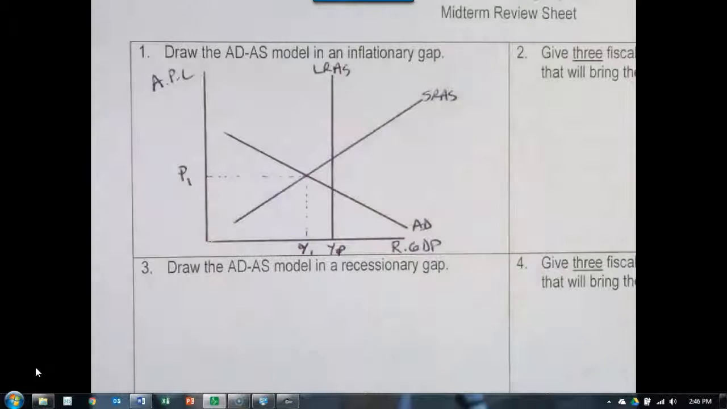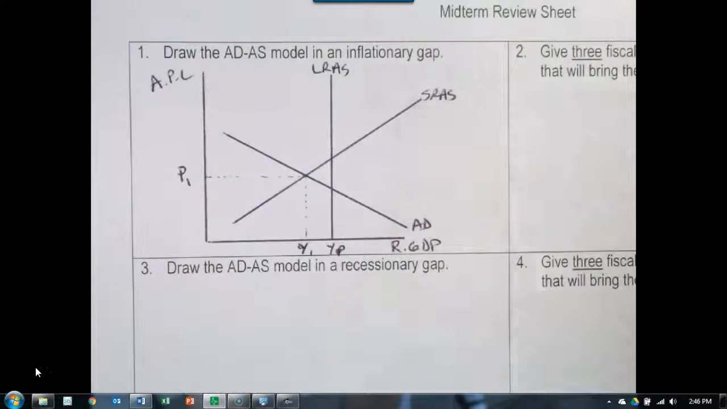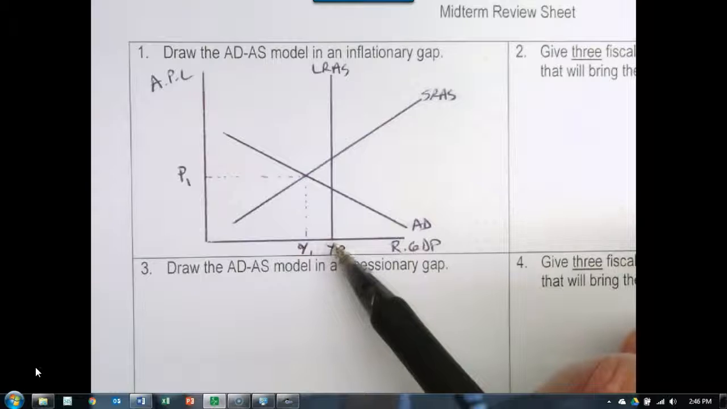So this graph is looking at the aggregate demand, aggregate supply model in a recessionary gap. We can tell it's a recessionary gap because we see where potential output hits the horizontal axis, and we find that our actual output is less than potential. So we are in a recession.